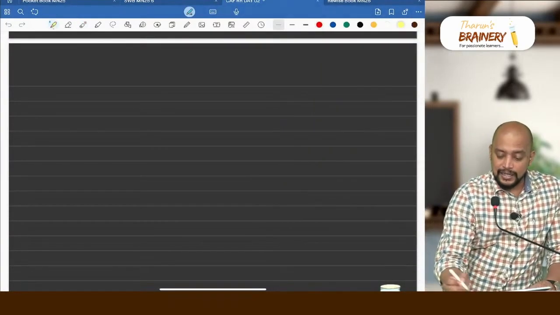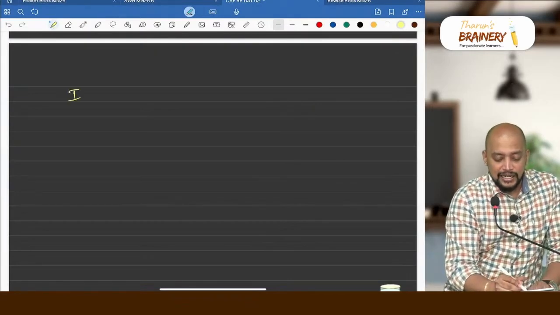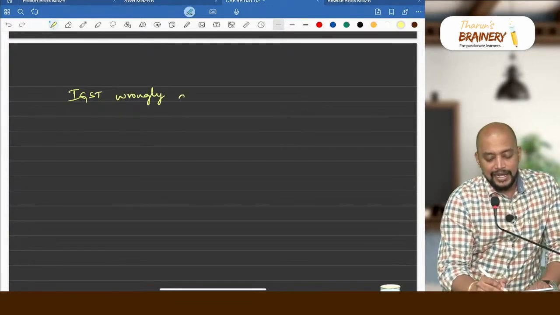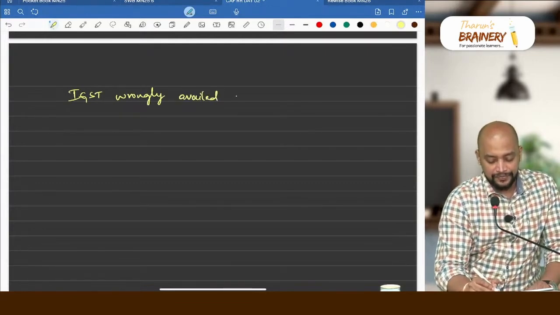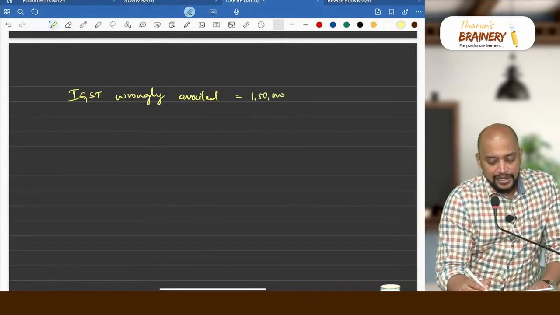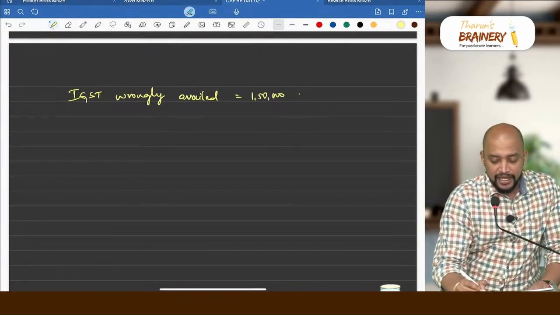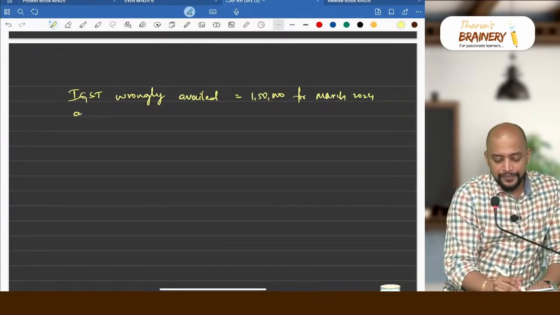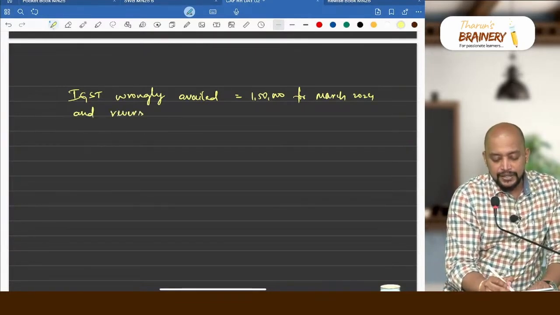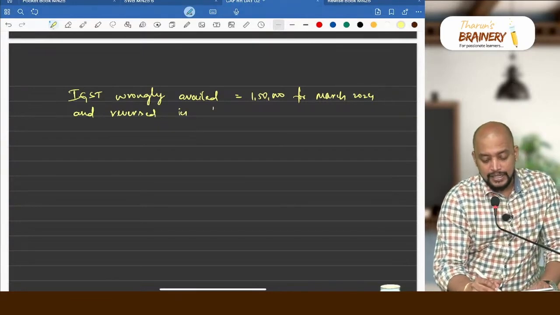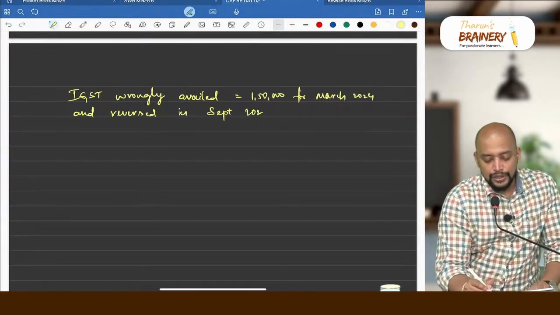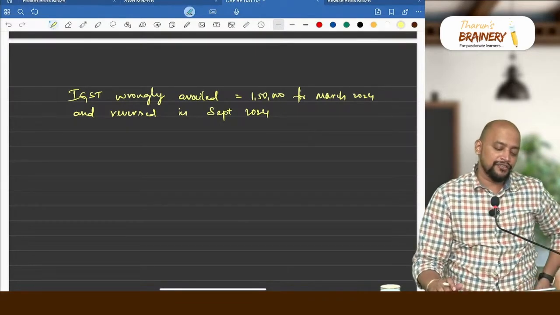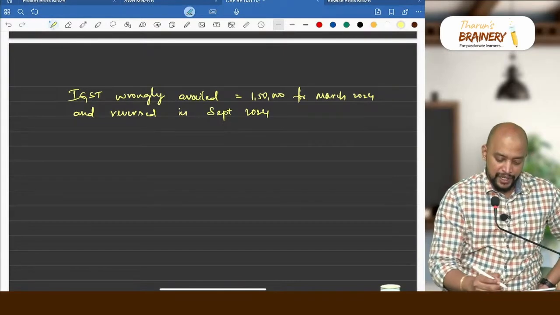Say this, IGST wrongly availed is 1,50,000 for March 2024 and reversed in September 2024.